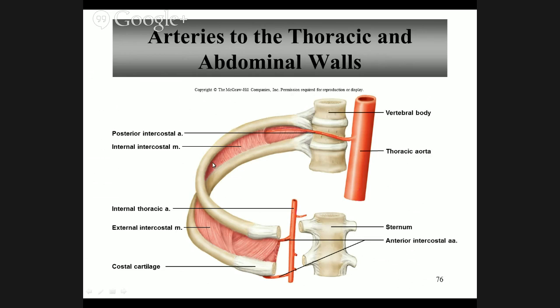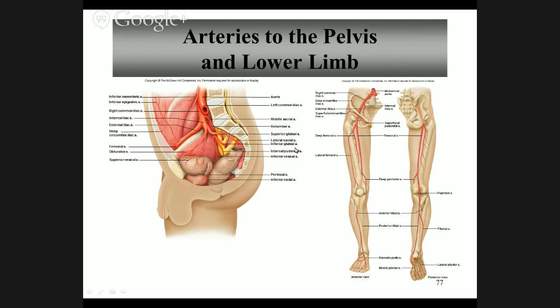And then here's the arteries of the thoracic and abdominal walls. You can see the thoracic aorta branches and runs through the costal cartilage. And the arteries of the pelvis and lower limb. And there's the blood supply to the testes.